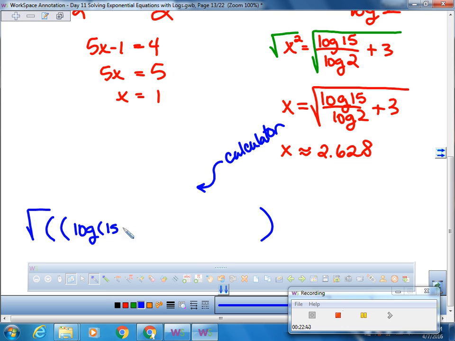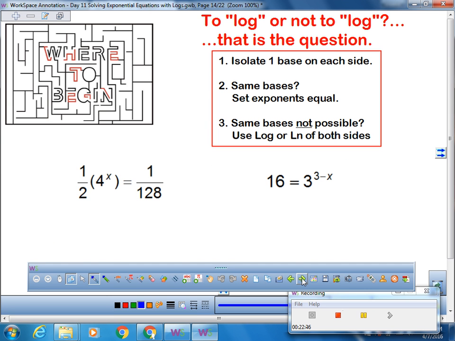I put the 15, I closed it. Divided by log, it gave me a parenthesis. I put in a 2 and I closed it. I'm done with division, so I close it. And then I'm going to add 3 and then close it. Okay? Check it. Next one. Just checking. Moving on. Are we good? Alright, see?